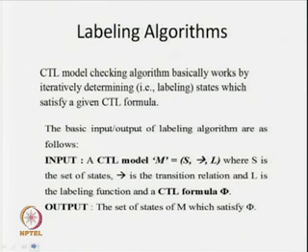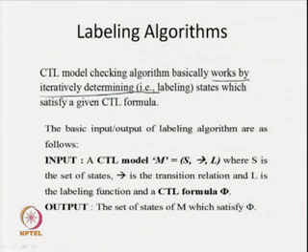So what is the labeling algorithm? The CTL model checking algorithm works by iteratively determining, that is, labeling, the states which satisfy a given CTL formula. It is an iterative method which labels the states with the formula where it is true. After completion of the labeling, it returns all the states where the given formula is true. The basic input and output of the labeling algorithm are as follows.